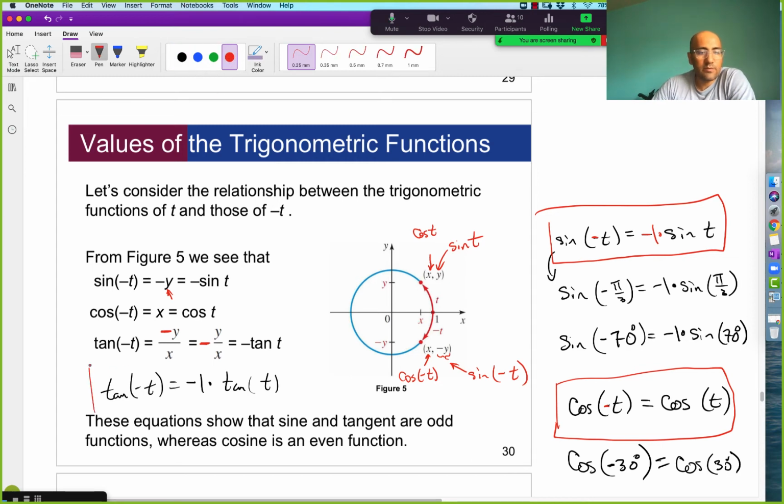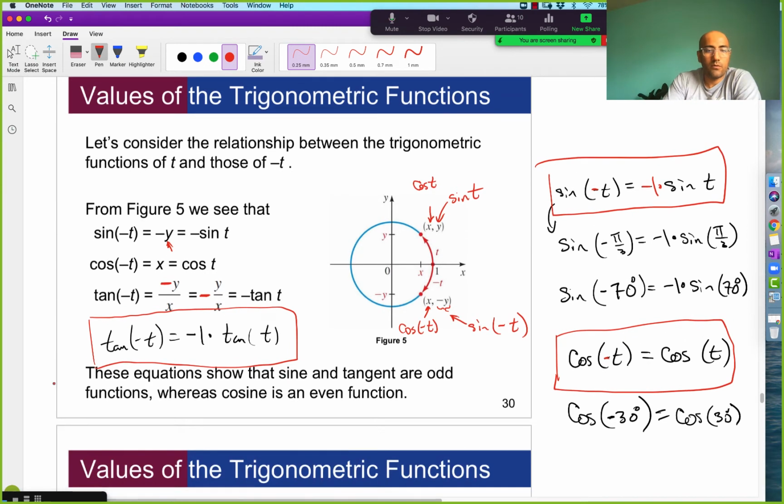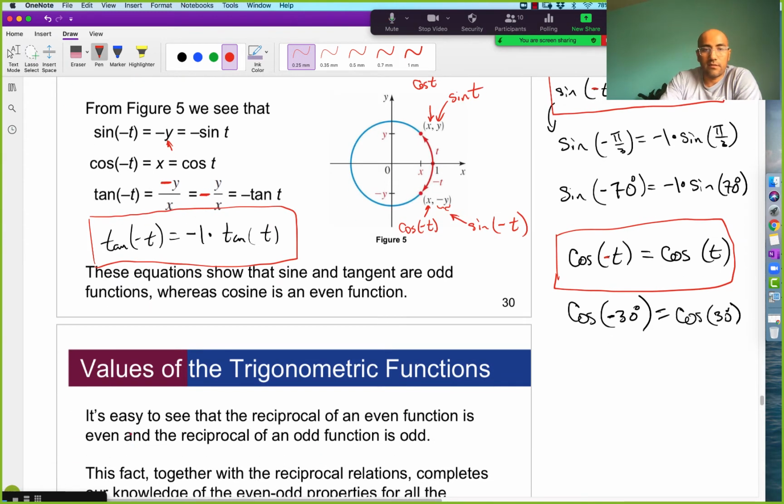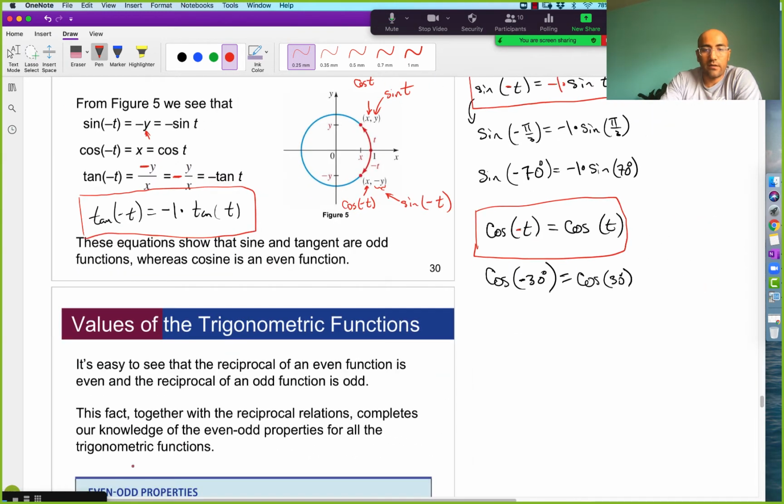Any questions about these properties? No? So these equations show that sine and tangent are odd. If you remember back when we defined what an odd function was and what an even function was, then cosine satisfies that it's even, and sine and tangent show that it's odd.